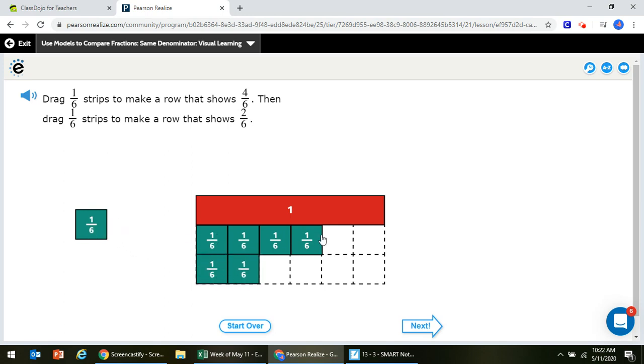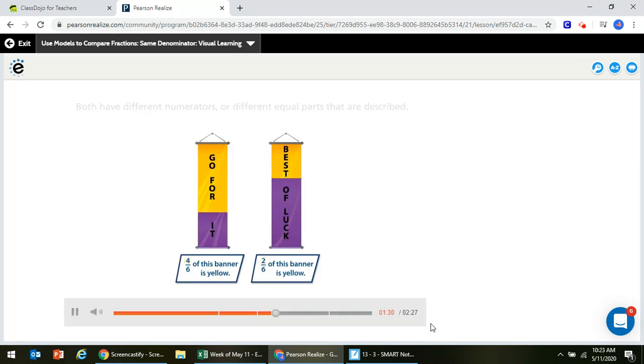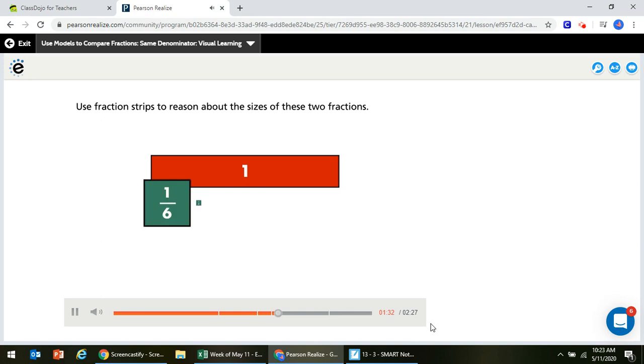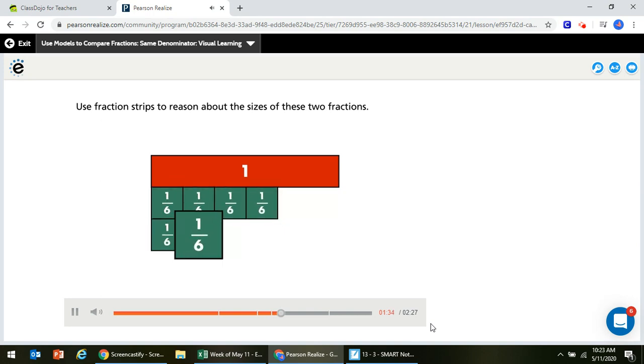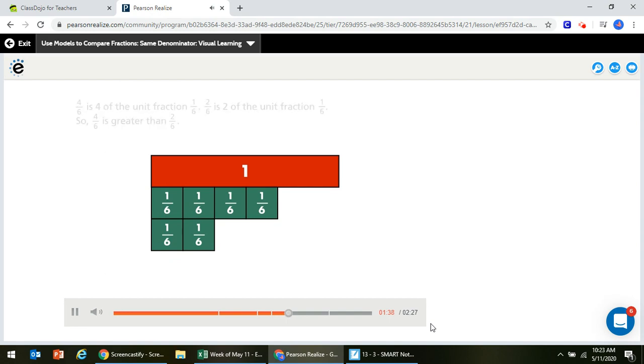So now I can compare the two types of fractions, 4/6 and 2/6. Use fraction strips to reason about the sizes of these two fractions. 4/6 is 4 of the unit fraction 1/6. 2/6 is 2 of the unit fraction 1/6. So 4/6 is greater than 2/6.